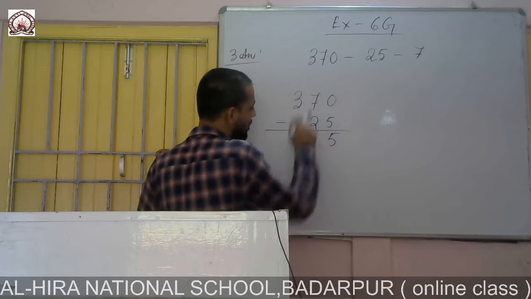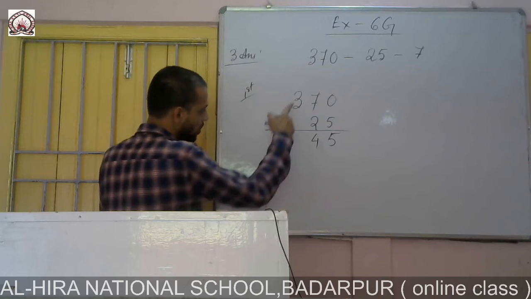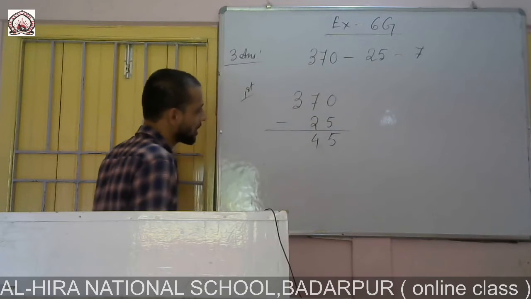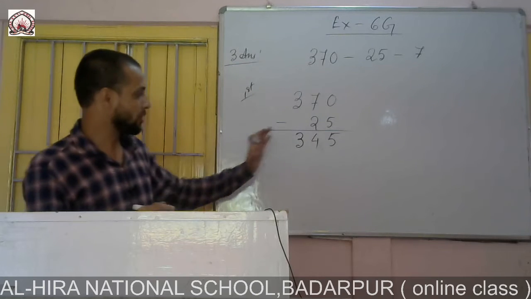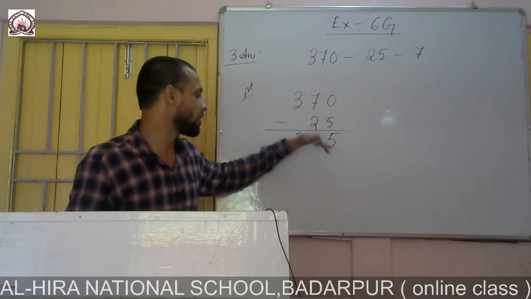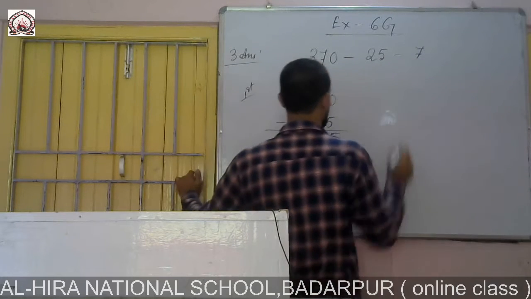Instead of 7, here we will get 6. 6 minus 2 equals 4. Here 3, as nothing is there, so simply we can write 3. So after sending 25 elephants to Nepal, we got 345. From this 345, again we have to subtract 7.